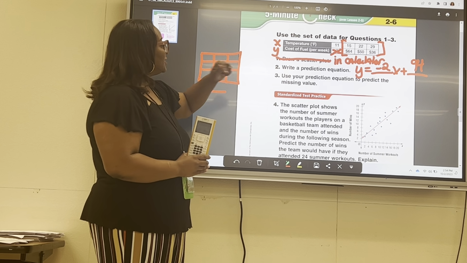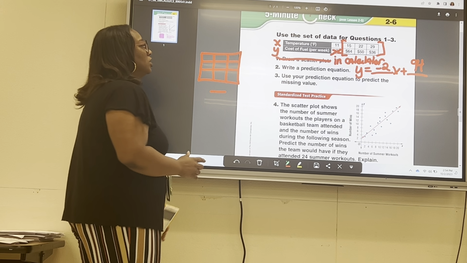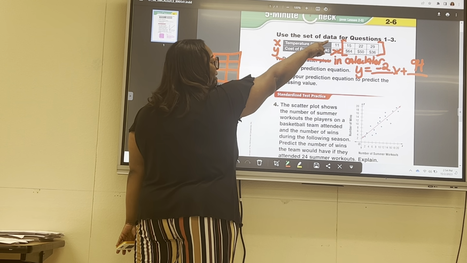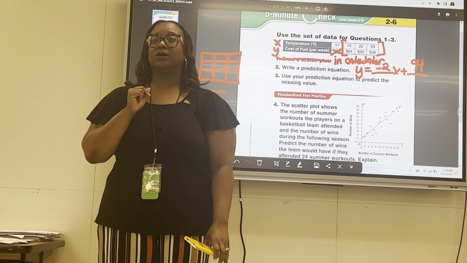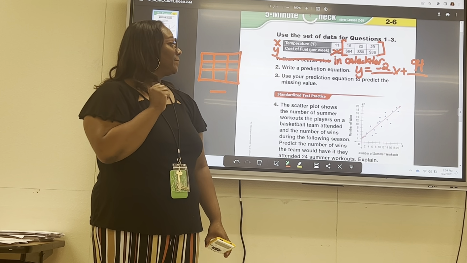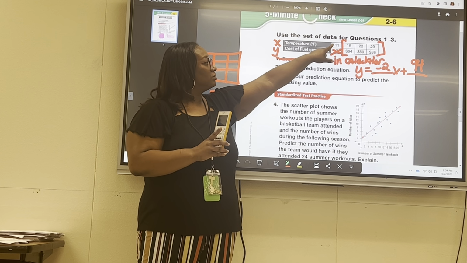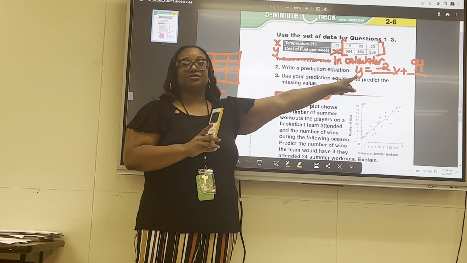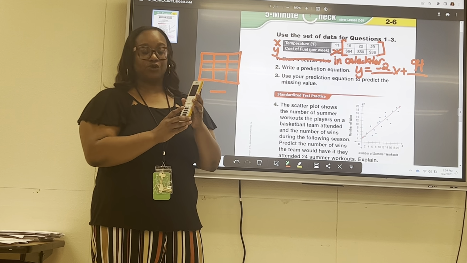So now number 3, it says use your prediction equation to predict the missing value. So if the temperature is 11 degrees, what is the cost of fuel going to be? How can I figure that out? Plug in what? What can I plug in 11 for in this equation? X. I can plug in 11 for X.